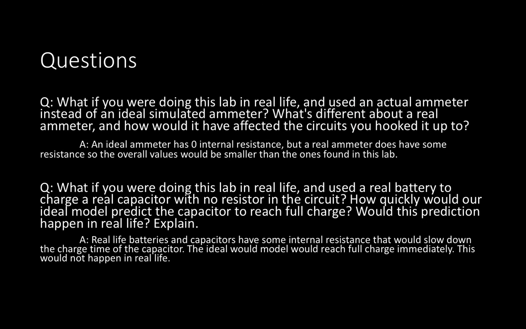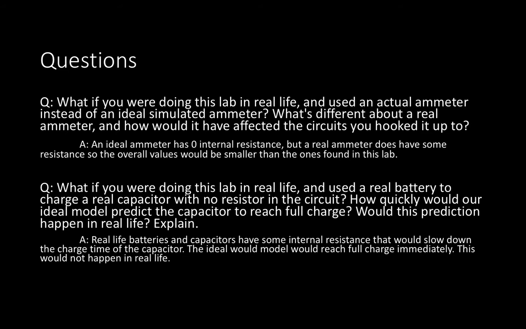So, questions. What if you were doing this lab in real life and used an actual ammeter instead of an ideal simulated ammeter? What's different about a real ammeter, and how would it have affected the circuits you hooked it up to? The answer is that with an ideal ammeter, you have 0 internal resistance because this is ideal. But with a real ammeter, you are going to have some small amount of internal resistance. So your overall values would be smaller than the ones we find in this lab because we don't live in an ideal world.